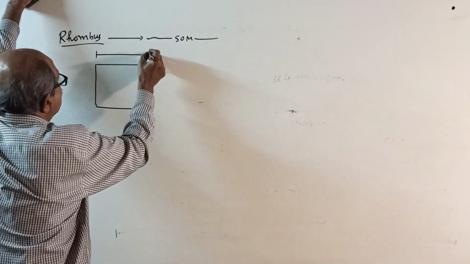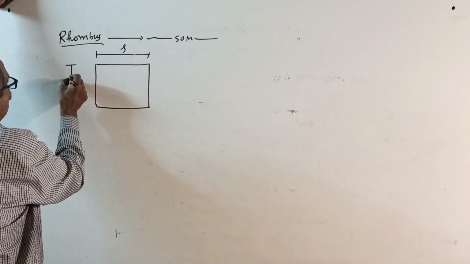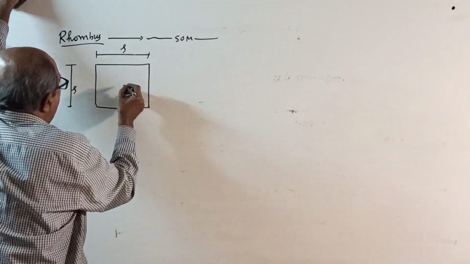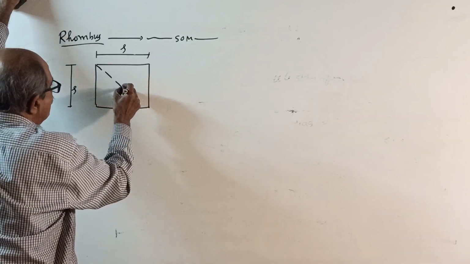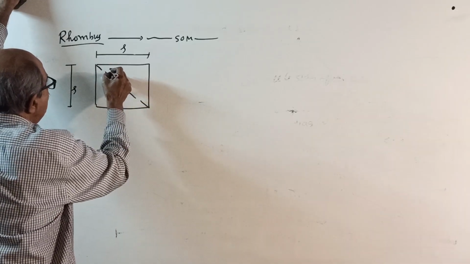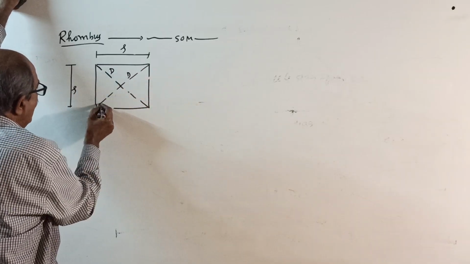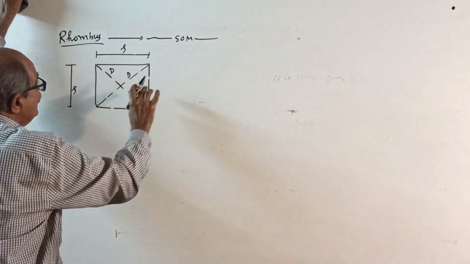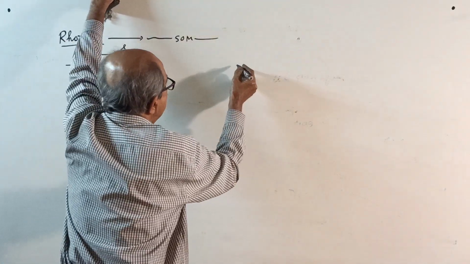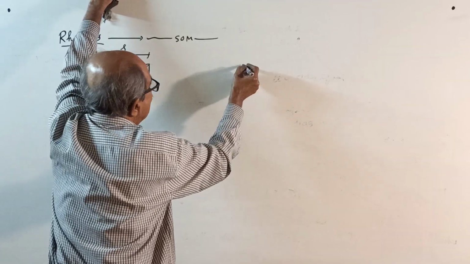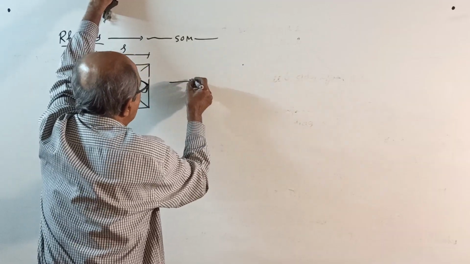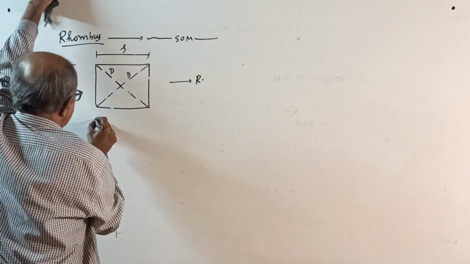this is yes, this also yes, and this diagonal D, this diagonal also D. All angles are 90 degrees, you know it. Here, turn it. Same length. This will become now rhombus section. This is actually square section.